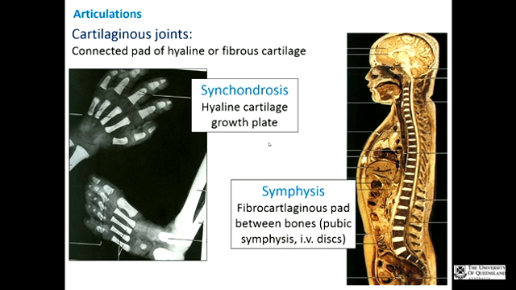Other cartilaginous joints are shown here in the sagittal section. Through the vertebral column, we can see the intervertebral discs, and these are fibrocartilaginous pads. And in the same way, the pubic symphysis, joining the two pubic bones, acts as a fibrocartilaginous pad and forms a symphysis.